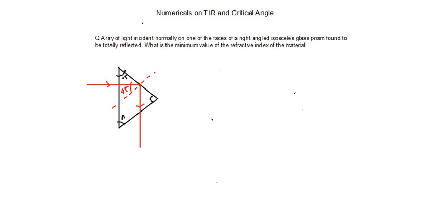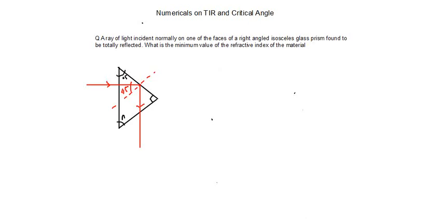So if you remember, for any ray to get totally reflected inside a denser medium, the angle of incidence must be greater than the critical angle. So in this case, the ray is incident at 45 degrees. How can you say it's 45 degrees? Because this is parallel. This is a 45 degree, 90 degree, 45 degree prism. So you can easily prove from geometry that this angle is 45 degrees, right?